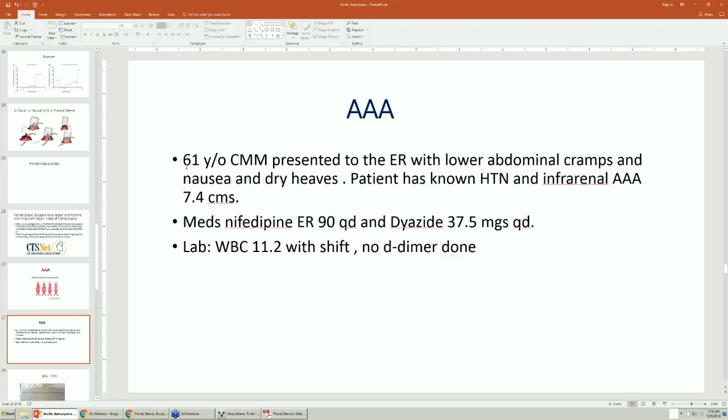And then we were going to talk about a gentleman who's not here today, a 61-year-old gentleman who came to the ER with lower abdominal cramps. He had a known infrarenal abdominal aortic aneurysm that was 7.4 centimeters, which is a biggie. Of course, he had hypertension, which is very common with aneurysms, and so he was on nifedipine and Diazide, drugs that I wouldn't have chosen. I certainly would have used a beta blocker and an ARB.